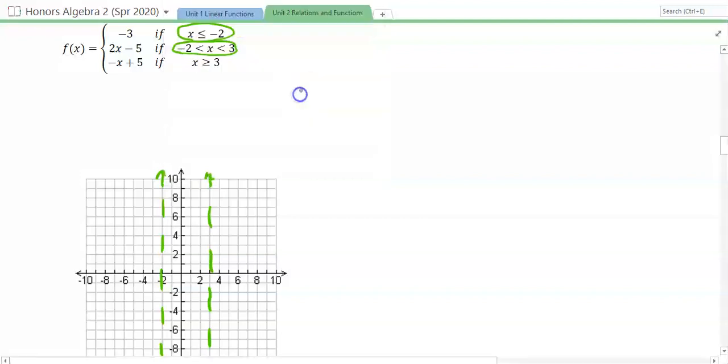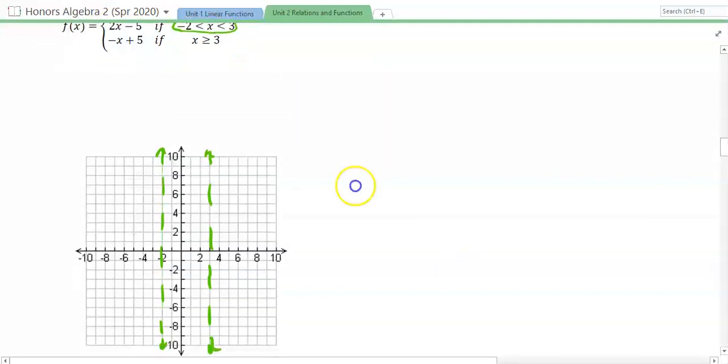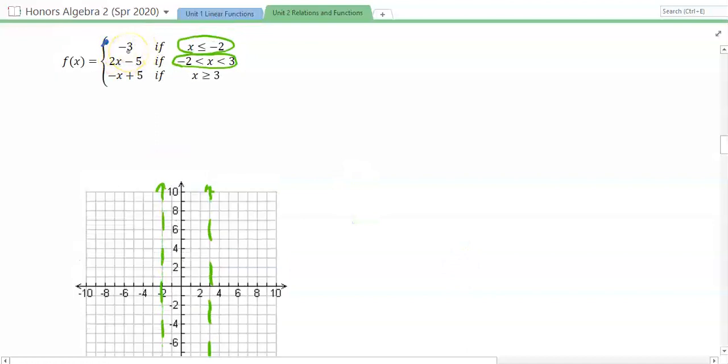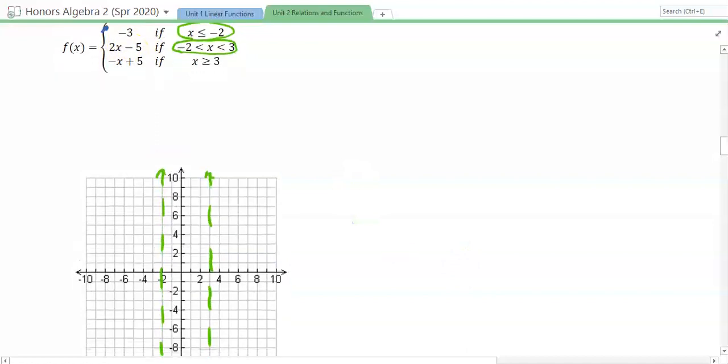So I'm going to start with blue for this first piece up here. f of x is -3 if x is less than or equal to -2. And so remember, if I'm just a constant value, I'm a horizontal line. And so at -3, I'm going to have this horizontal line out this way. Do I have a dot or a circle at -2? It's a dot because I'm equal to. So I'm going to put a dot here and connect my little piece.